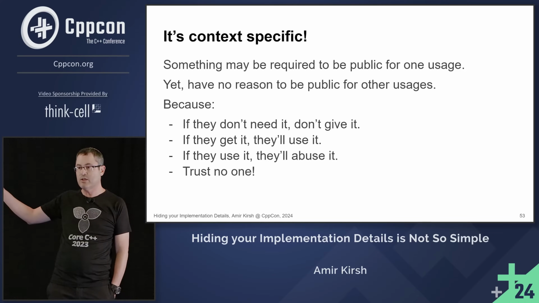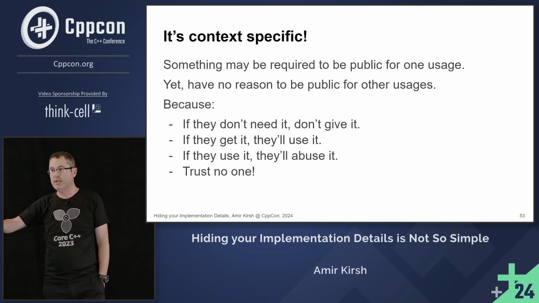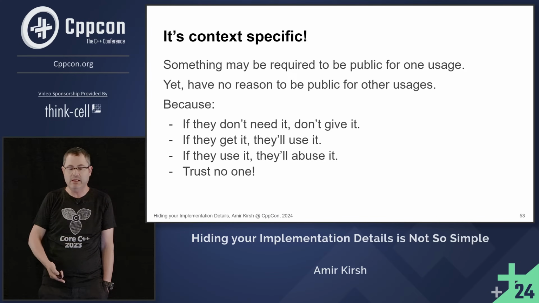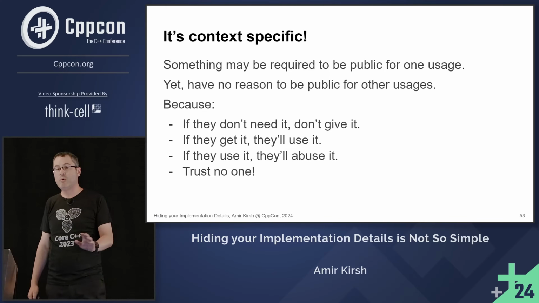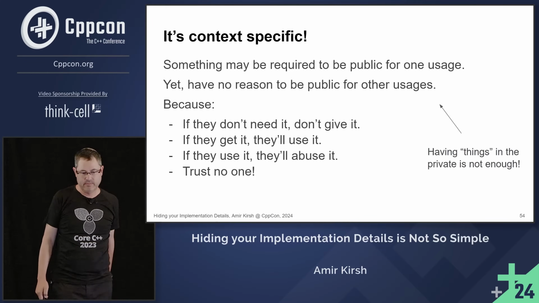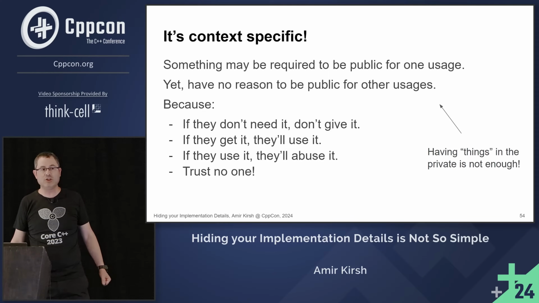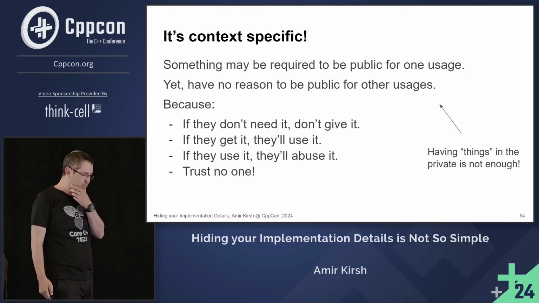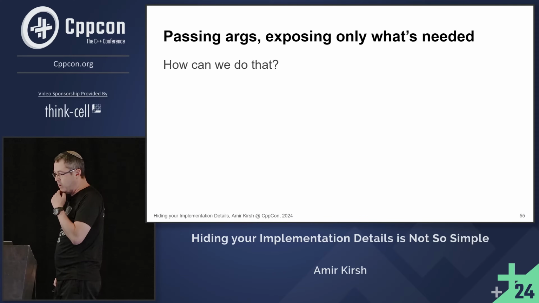Trust no one. Trust no one was also the keynote today on security. It's safety, security. If you provide something, it will be used. And then it will be misused. So you have to provide it in a way that only someone who should actually use it would get it. Having things private is not enough because I still have the function in the public, and this function shouldn't be public. That's a problem. So how can we do that?